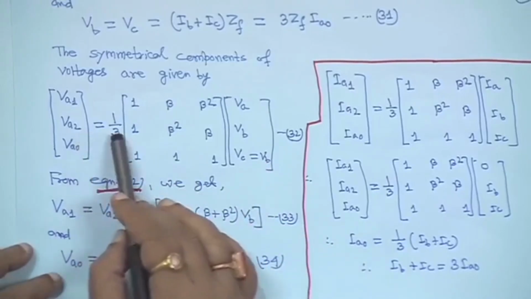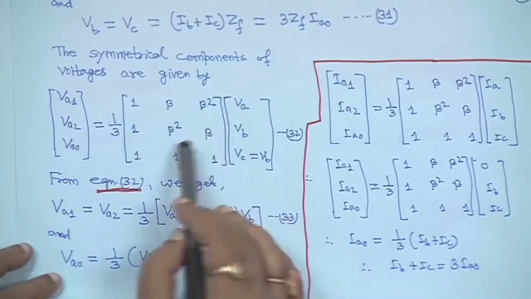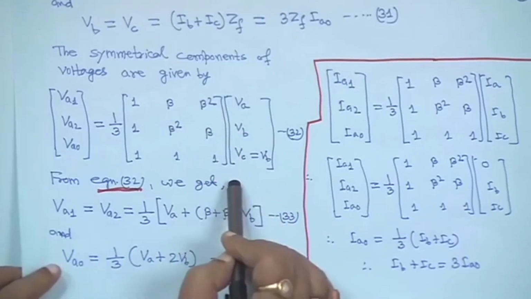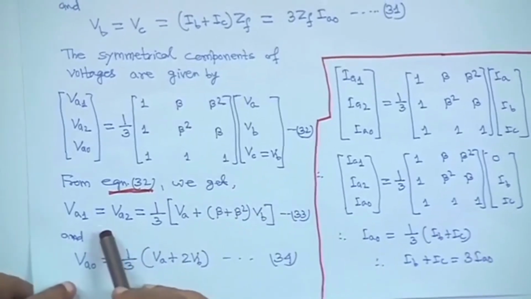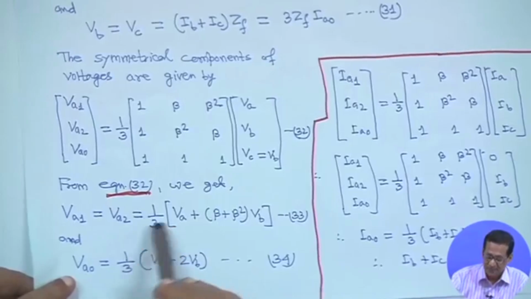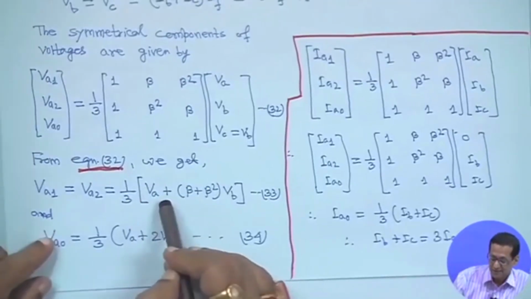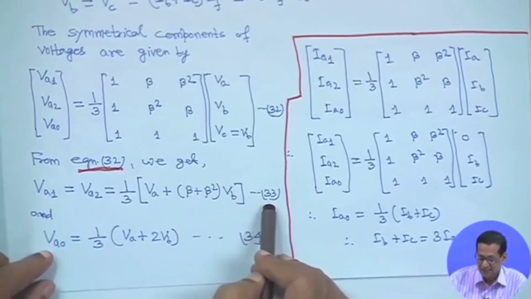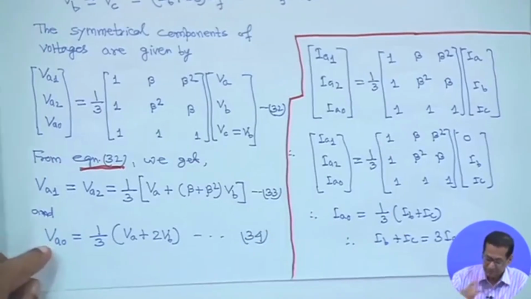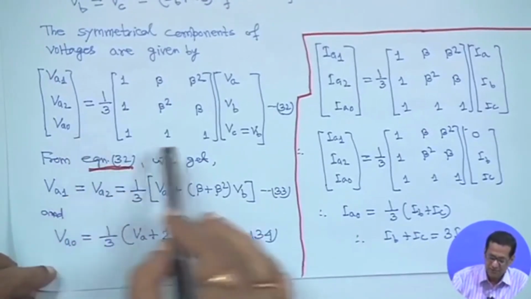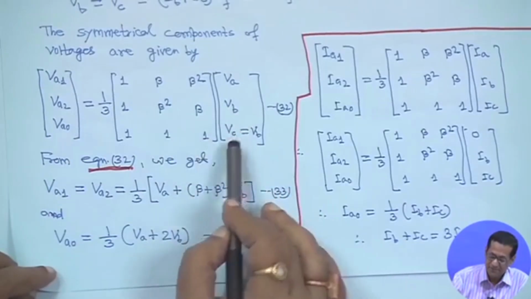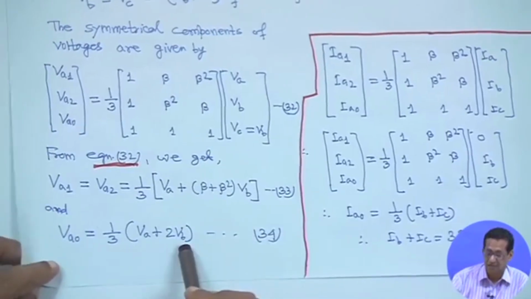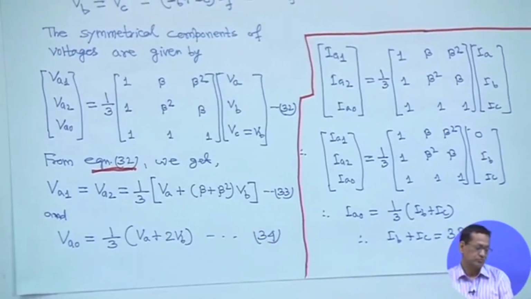If you write V a 2, that is also 1/3, you will write V a plus beta square V b plus beta V b, that means beta square plus beta, both the same. That means directly we can write that V a 1 is equal to V a 2 is equal to 1/3 in bracket V a plus beta square V b, this is equation 33. And V a 0, the last one, is 1/3 of V a plus V b plus V c, and since V c is equal to V b, V a 0 is equal to 1/3 (V a plus 2 V b). This is equation 34.